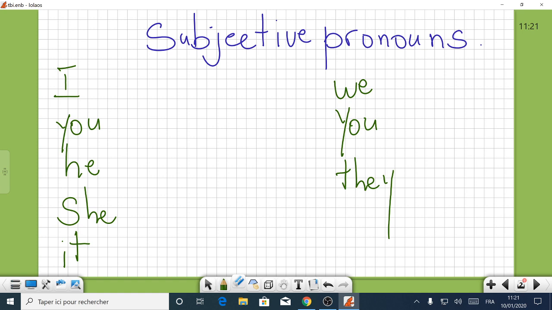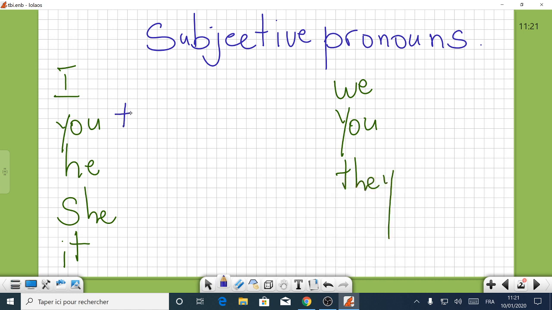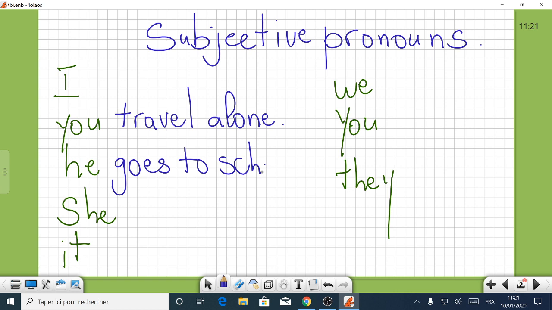So we will see how they function. Of course, I write an example here. Let's find a sentence with this. We say, for example, you travel alone. This is a sentence. For example, he goes to school. Or, for example, she eats meat.